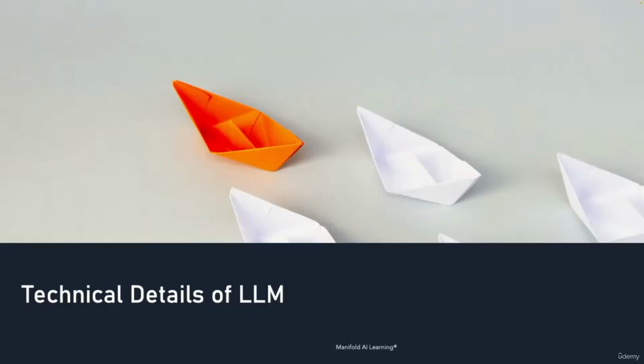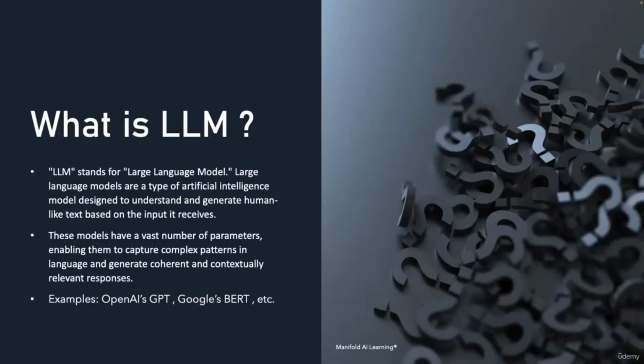So when we talk about these LLMs, LLM stands for large language model, and they are a type of artificial intelligence designed to understand and generate human-like text based on the input it receives. So that's the idea of this LLM. Now these models have a vast number of parameters. As a result, as I mentioned, they have the capability to learn complex patterns in the language, and they are able to generate coherent and contextually relevant responses. Some examples of LLMs include OpenAI's GPT, Google's BERT, and so on. So that's what an LLM is.